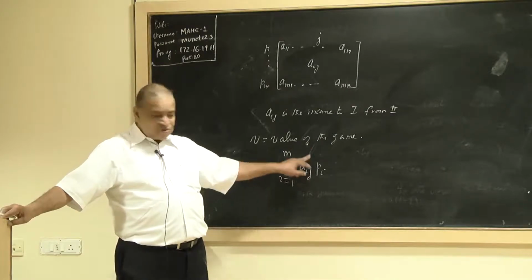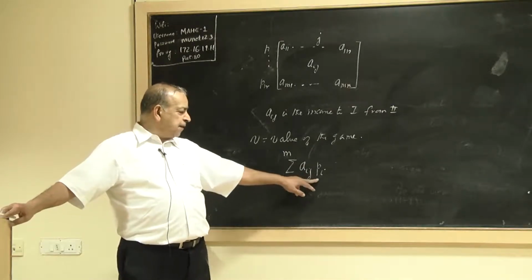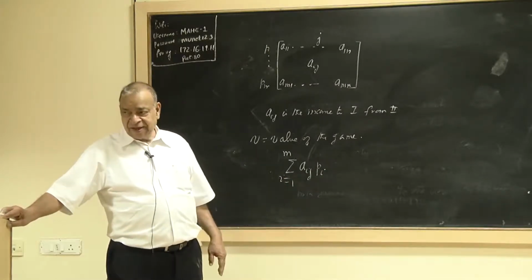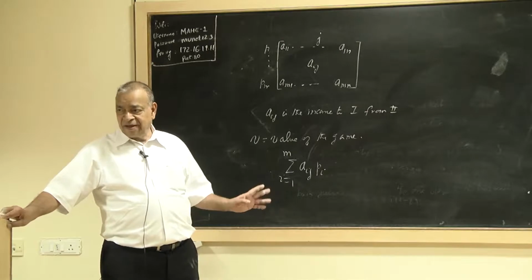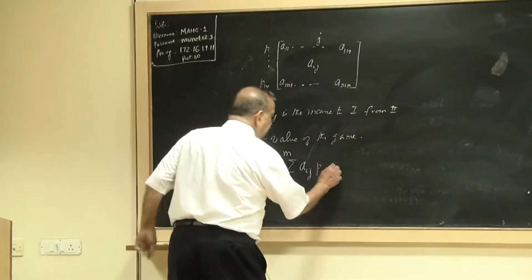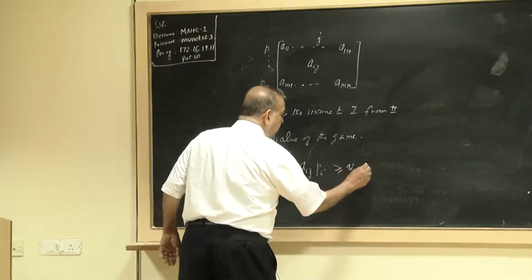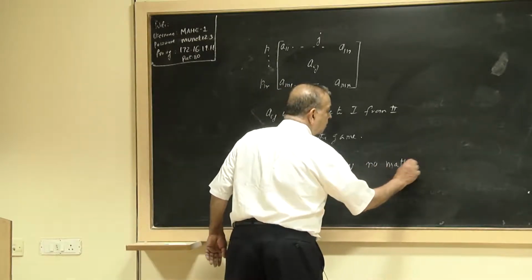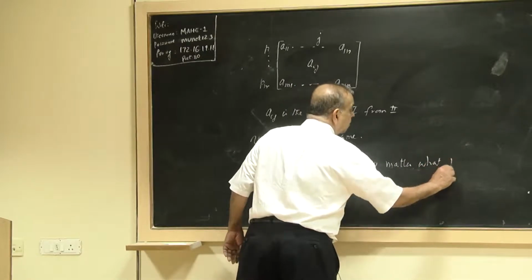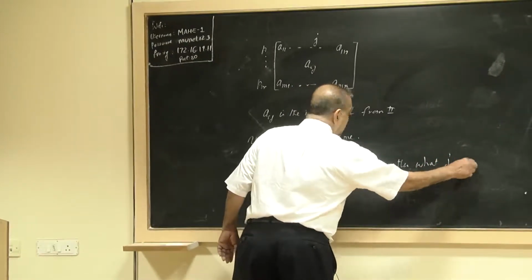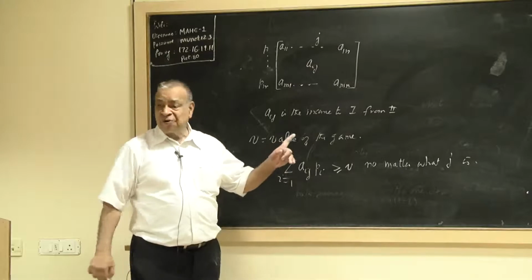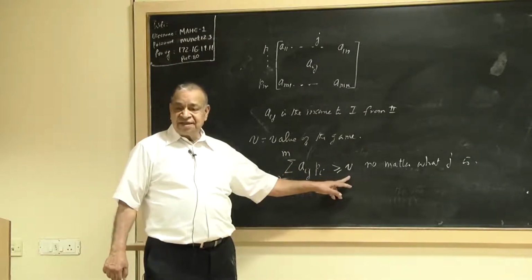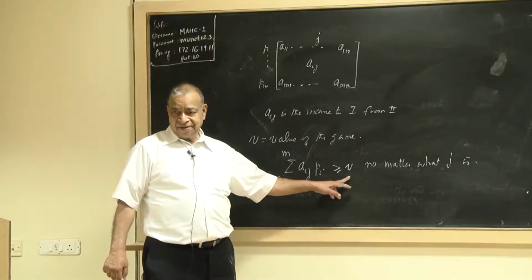Agreed? If player 2 chooses j, player 1's expected income is summation Aij Pi, i from 1 to m. Are you with me? And I am saying that this must be at least V, no matter what j is. Independent of what the opponent does, player 1 can guarantee this expected income, called the value.